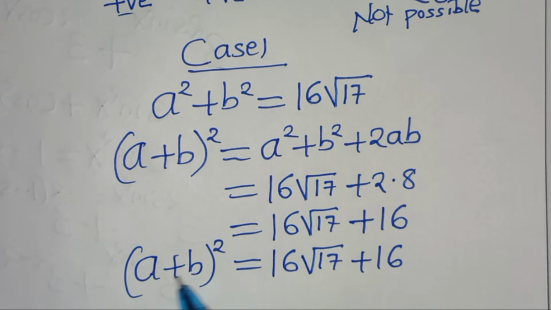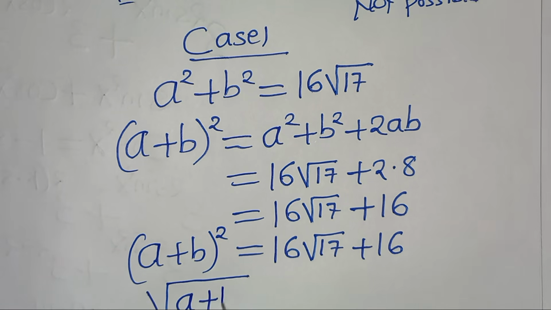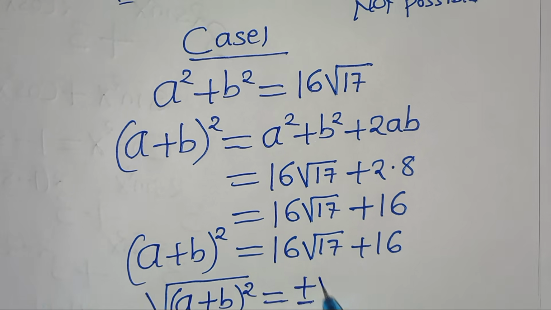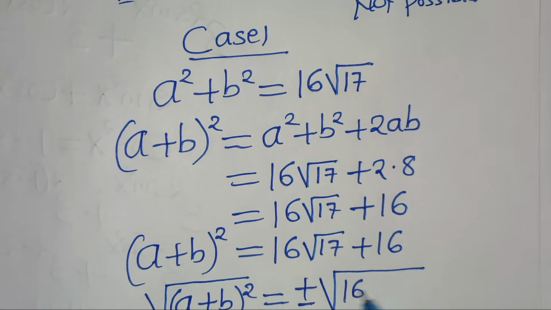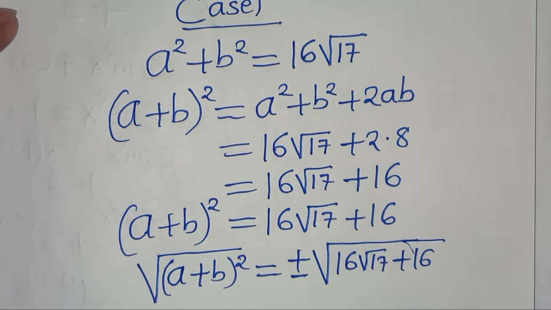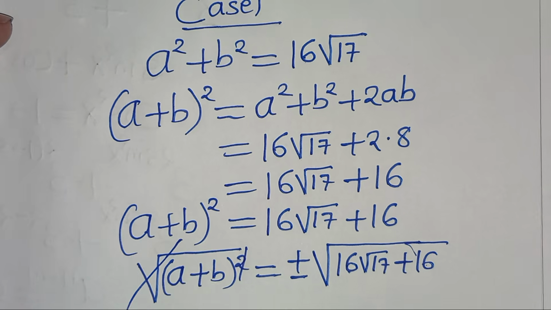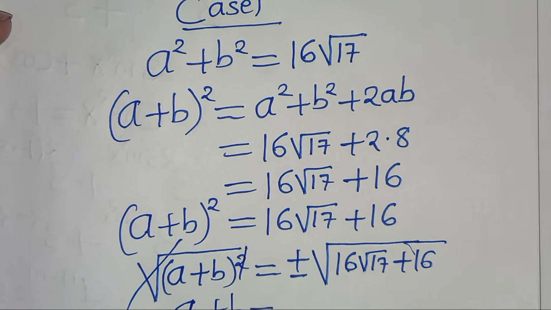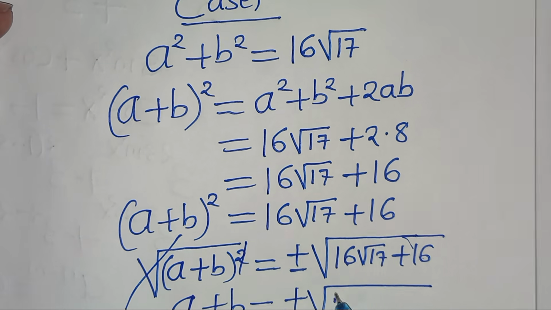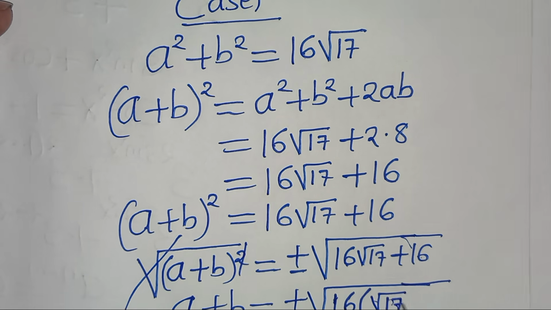Now, to solve for a plus b, let's introduce a square root on both sides: the square root of a plus b raised to the power of 2 is equal to plus or minus the square root of 16 square root of 17 plus 16. Since 16 is common here, we can factor out 16. Let's eliminate the square root sign first. So a plus b is equal to plus or minus the square root of 16 factored out into the parentheses, root 17 plus 1.